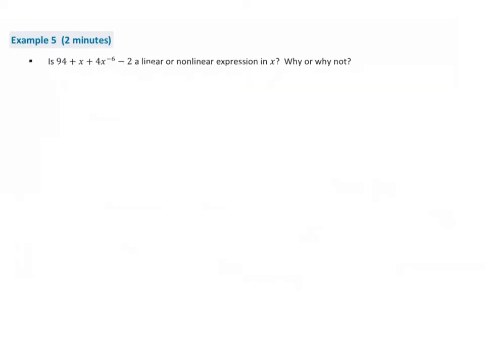All right, I skipped example 4 because it's pretty repetitive. Example 5 says, is 94 plus x plus 4x to the negative 6th power minus 2 a linear or non-linear expression in x? Why or why not? So we have 94 plus x plus 4x to the negative 6th power minus 2. Now, first thing we want to do is just break this down, make sure we can see all of our terms clearly. So I'm drawing a line through my plus and minus signs, and then I'm going to look at each of these terms. So if I look at 94, there's no variable there. Can't really talk about that.